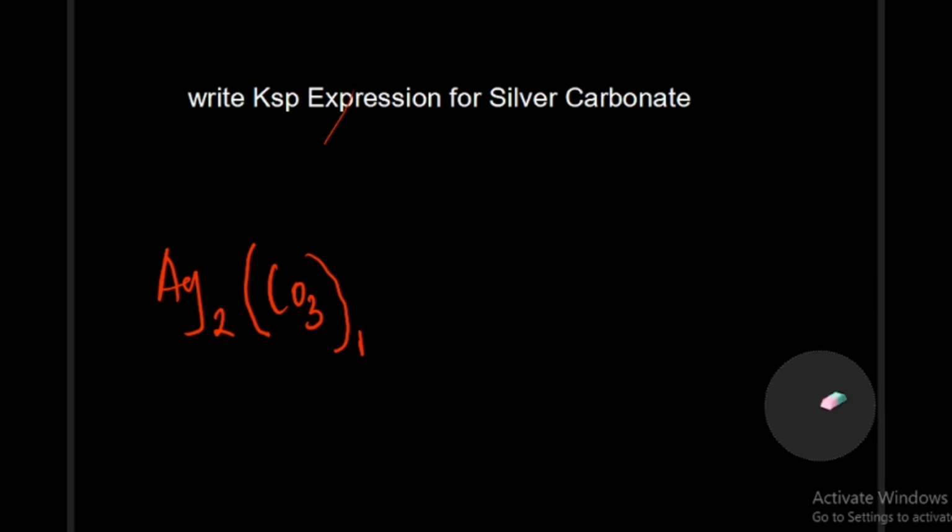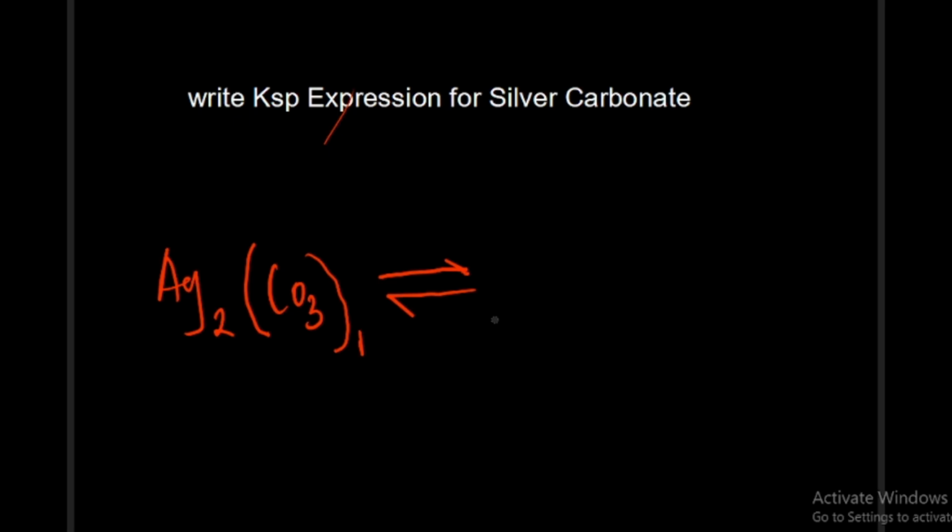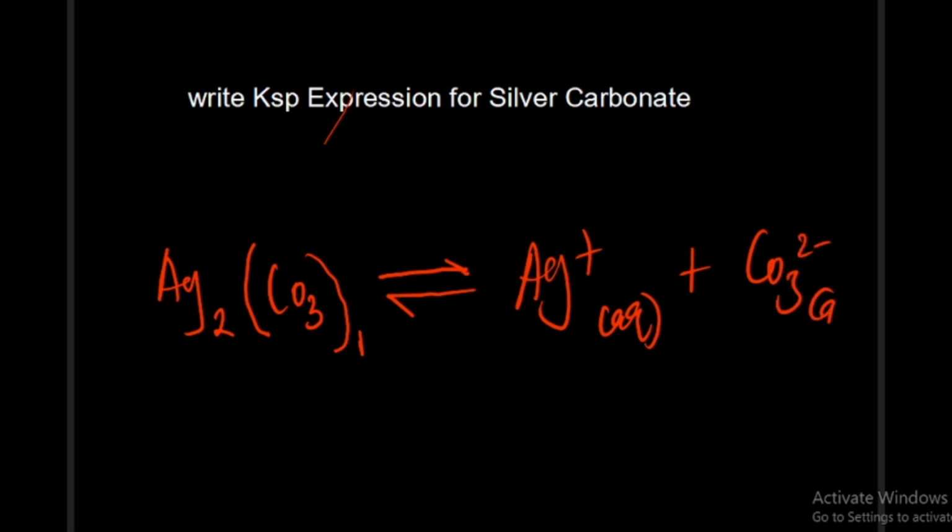So the next thing you want to do here is to write the chemical equation. The ions are Ag+ aqueous plus CO3 2- aqueous, right? So now let's balance the reaction here. Here we have two silver, here we have one, so you just have to put two here. But here is already one, so we can ignore it.